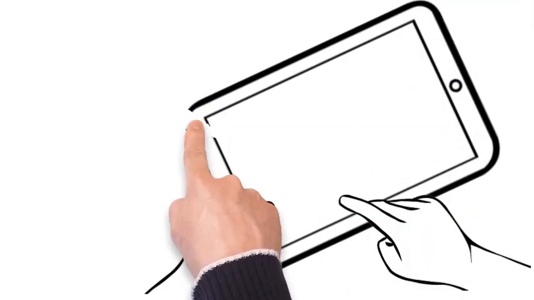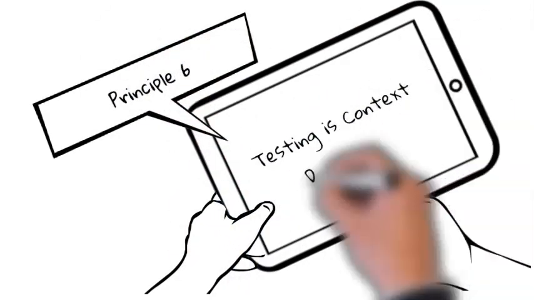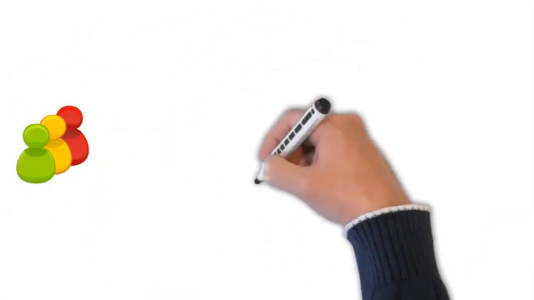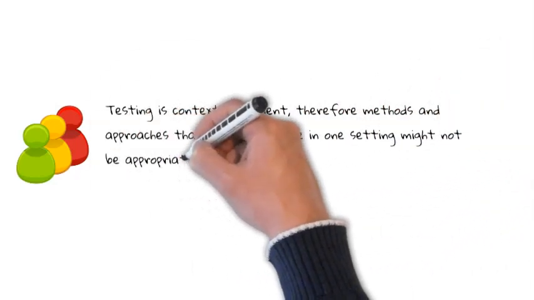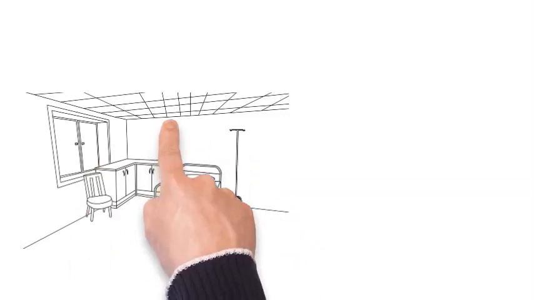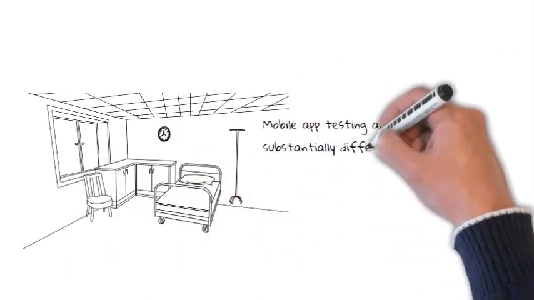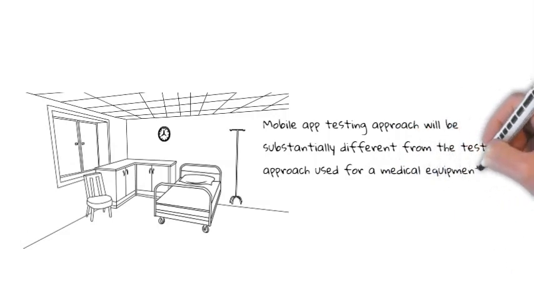The next principle says that testing is context dependent. This principle means that the test methods and approaches suitable in one setting might not be appropriate in another. For example, a mobile app testing approach will be substantially different from the one used in a medical equipment application that requires safety critical testing.